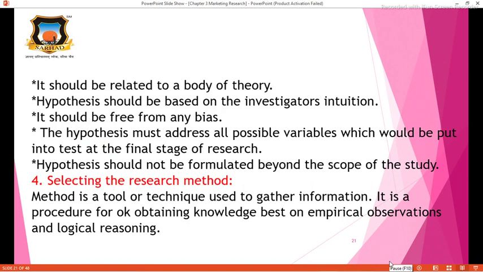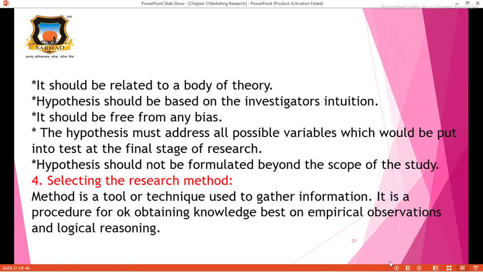The hypothesis should be related to a body of theory. It should be based on the investigator's intuition. It should be free from any bias. The hypothesis must address all the possible variables which would be put into a test in the final stage of research. And the hypothesis should not be formulated beyond the scope of the study.